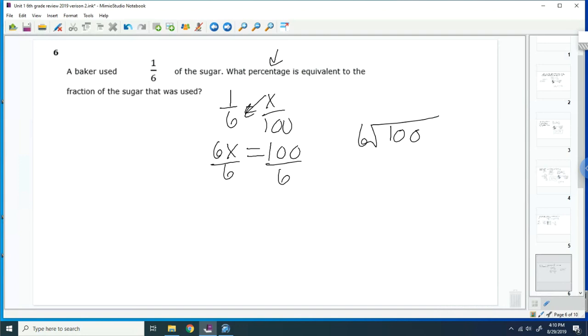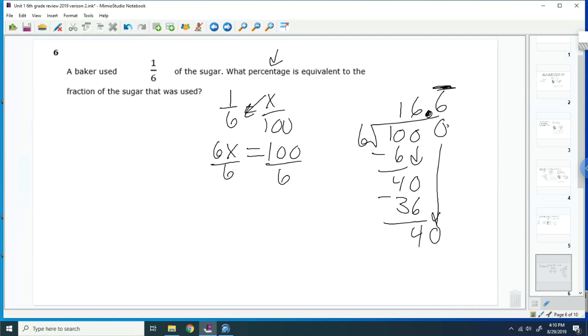6 goes into 10 once. 6 goes into 40 6 times. Uh-oh. Add a decimal and a 0, and I get 40 again. So that means that this is going to be repeating. Sorry. So it'd be 16.6 repeating percentage.